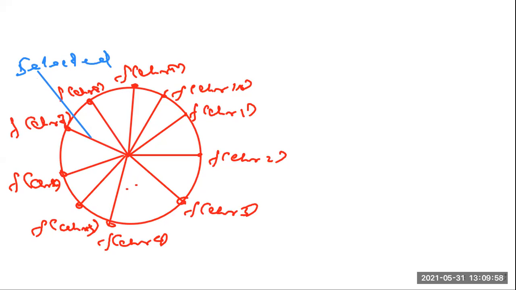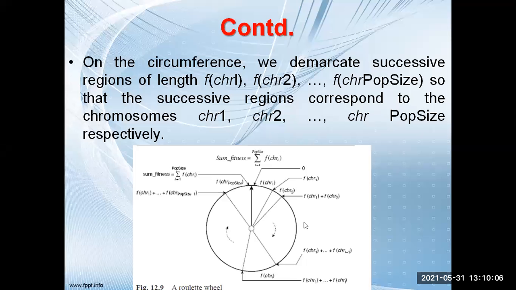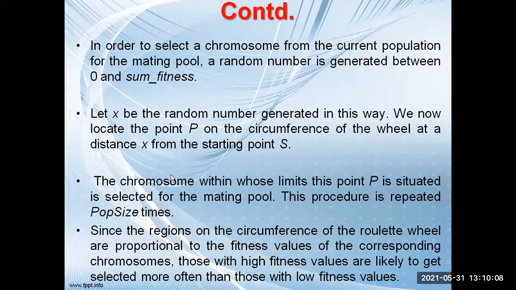Now is it clear how we'll select? Yes, sir. Okay. Similarly, here also the same thing. So whatever I have just discussed is given here, in that particular description. In order to select a chromosome from the current population for the mating pool, a random number is generated between 0 and some fitness. Let X be the random number generated in this way. We now locate the point P on the circumference of the wheel at a distance X from the starting point S.